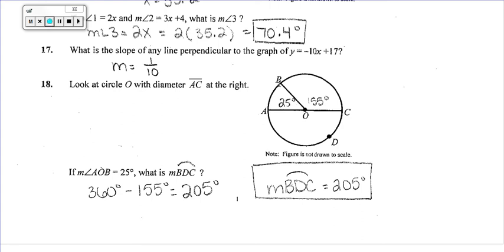So now, again, trace it with your finger, starting at B, going through D, and ending at C. That's the arc you're trying to find. So one way of doing it is to take 360 degrees minus the 155. That's one way of doing it. Or you could have done 25 plus 180 degrees and got the same answer of 205 degrees.